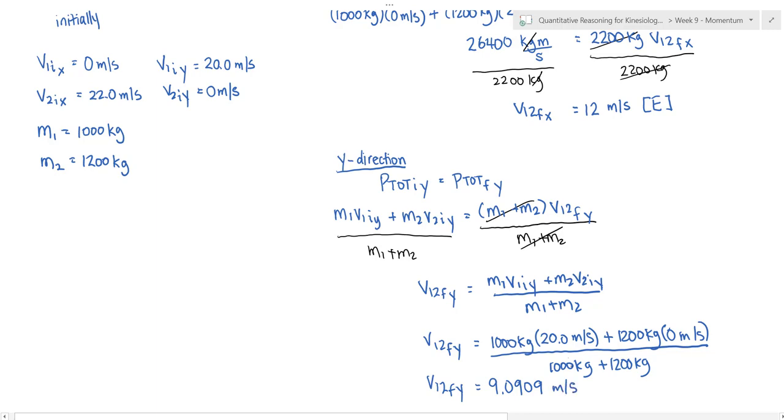Meters per second. It was a positive value. We're talking about the y direction. In this question, positive y direction means north. So I'm just going to put north here in brackets.